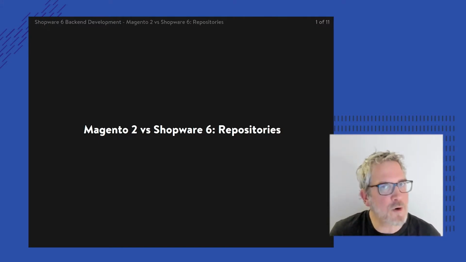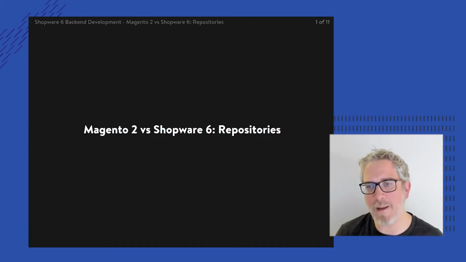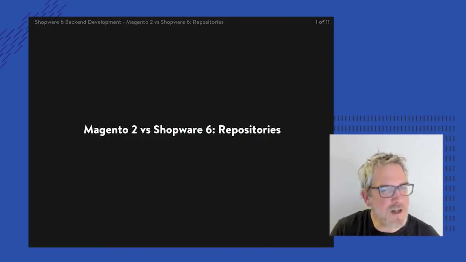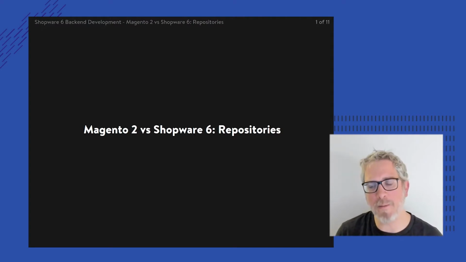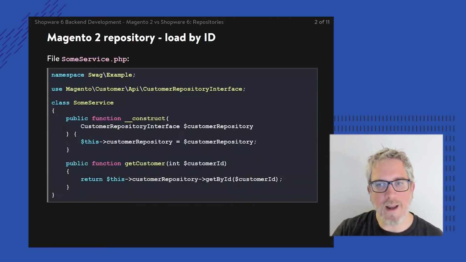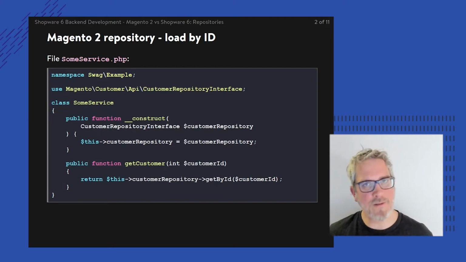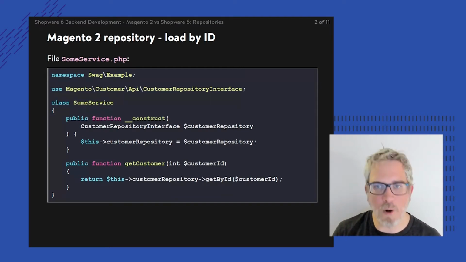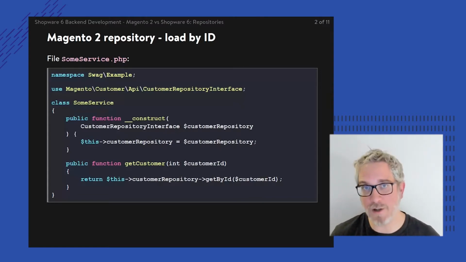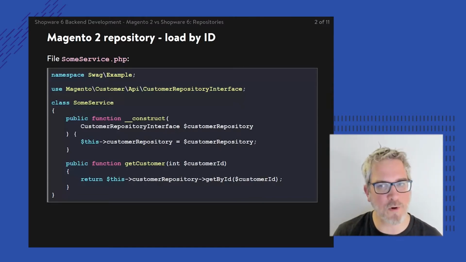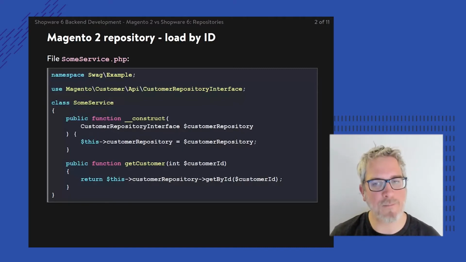I'm assuming that you're already familiar with using repositories in Magento. So let's briefly go through the usage of a repository before jumping into doing the same thing in Shopware. So in Magento, I'm just assuming that there's this swag example module. In Magento it's called a module, in Shopware it's called a plugin. The namespace could remain the same, and the fact that I'm using dependency injection to do something useful with a repository is also going to remain the same.